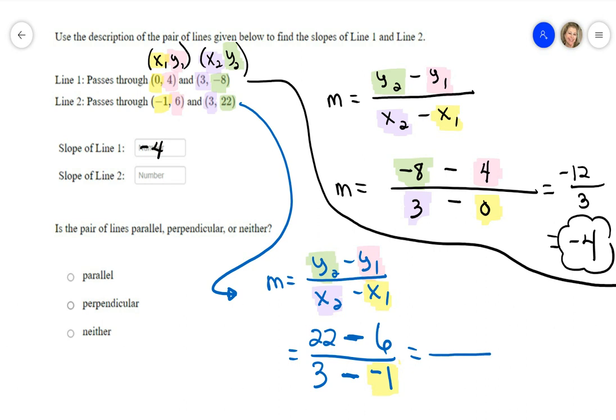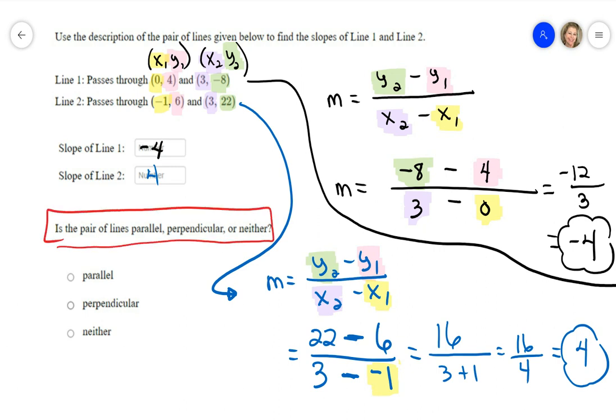Let's see, 22 minus 6, that would be 16. But 3 minus negative 1 is the same as 3 plus 1, which would be a 4. And 16 divided by 4 is positive 4. And that goes right there. Now, they then ask, is the pair of lines parallel, perpendicular, or neither? That's this question right here. They would be neither.